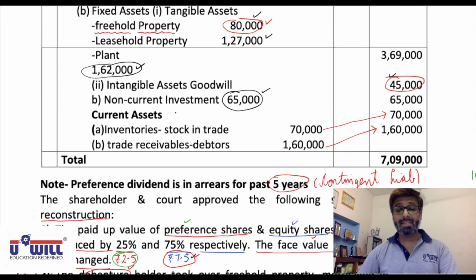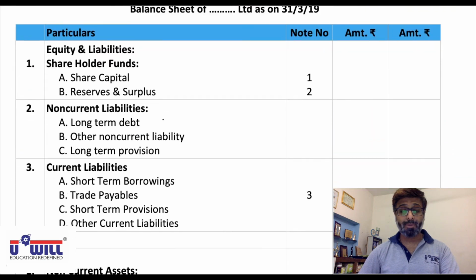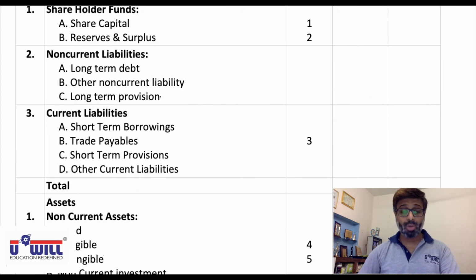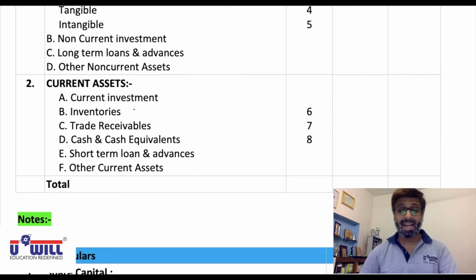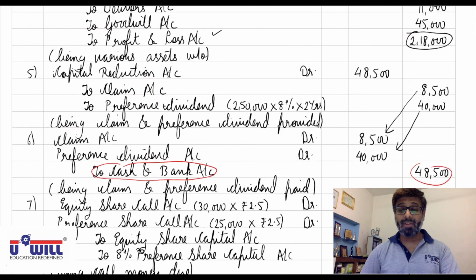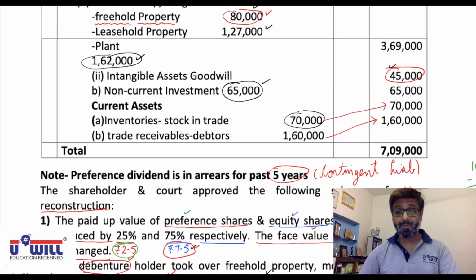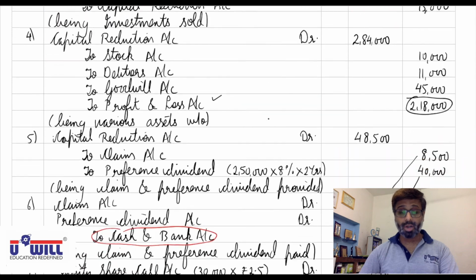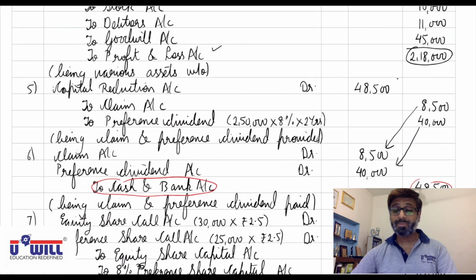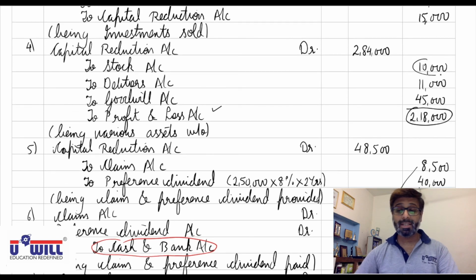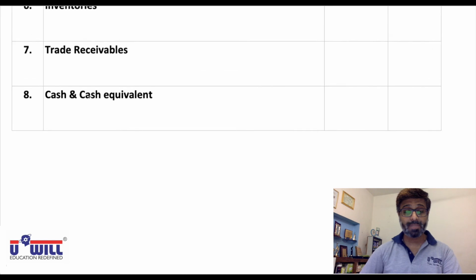Now in current assets, we don't have long-term loans and advances, other non-current assets, or current investments, directly inventories. Inventories we have stock. Stock of 70,000 is there in the balance sheet, from which we have written off the stock of what amount? 10,000. You all can see in entry number 4. So stock will appear as 60,000.